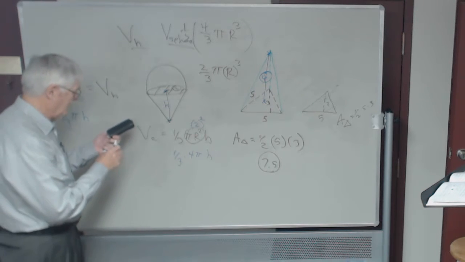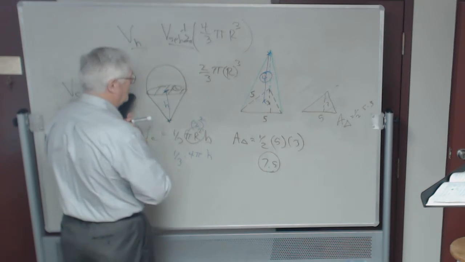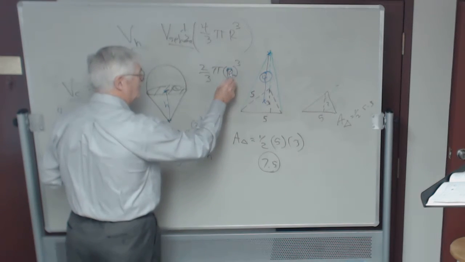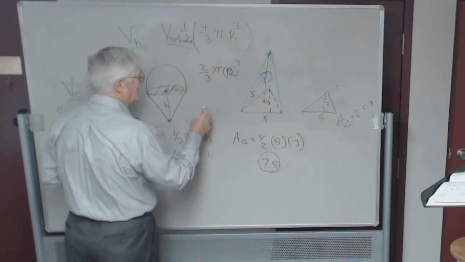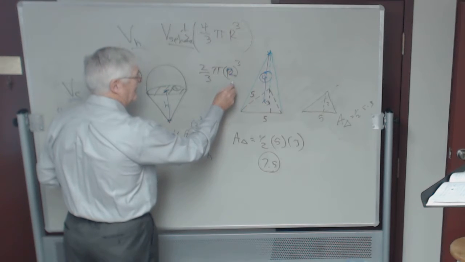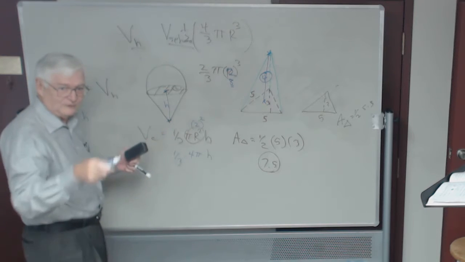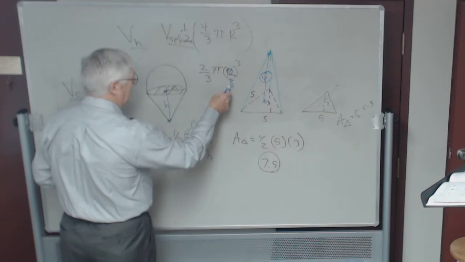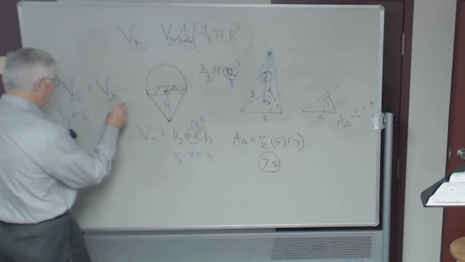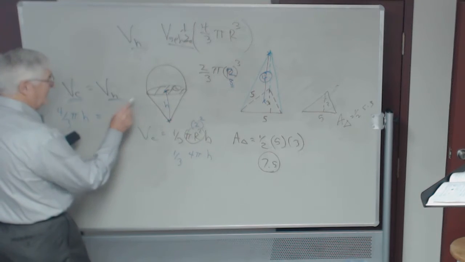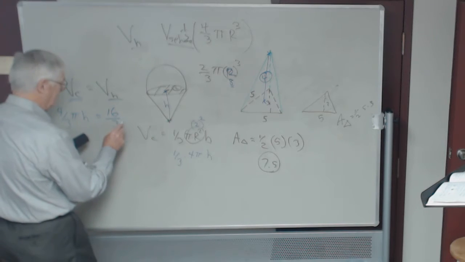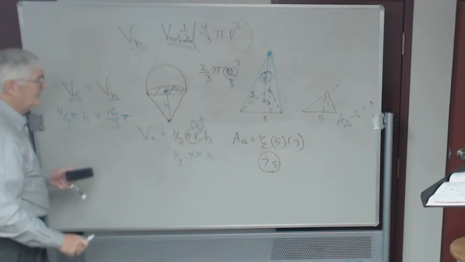What's r? 2. What's 2 to the 3rd power? 8. 2 times 2 times 2. So I have 2 times 8 is, so the volume of the hemisphere is 16 over 3 times pi. Everybody agree?